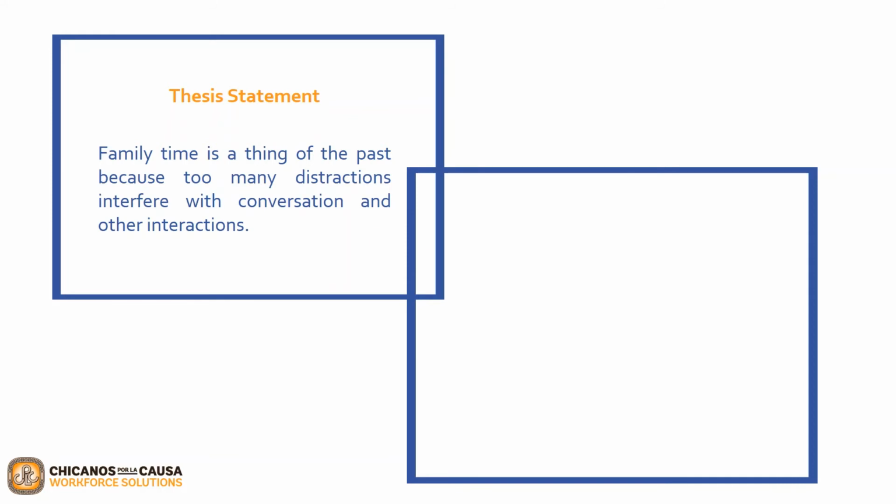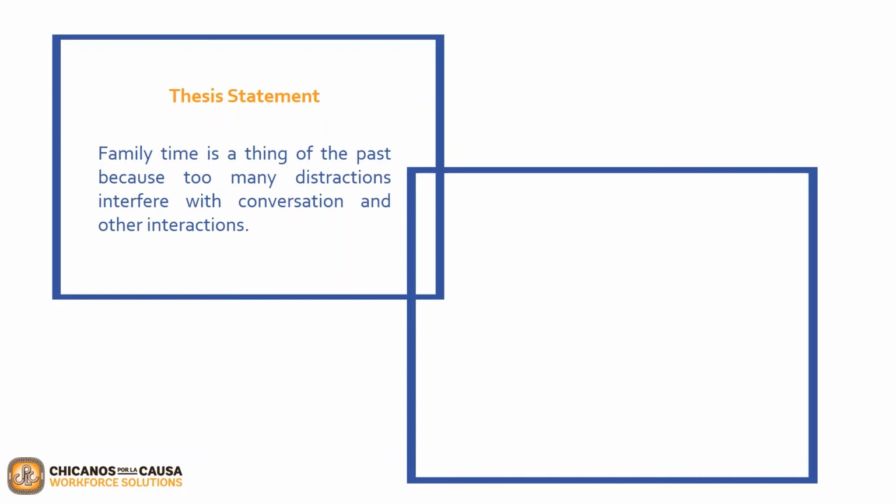Let's take a look at our thesis statement again. It says, family time is a thing of the past because too many distractions interfere with conversation and other interactions. To summarize the passage we read, there are multiple activities that the writer engaged in which made it difficult for this writer's family to enjoy family time. During the early morning, they are rushing to prepare the children for school or to go to work, which some of us can relate to. And in the evening, the children engage in different extracurricular activities, again making it impossible to have family time.